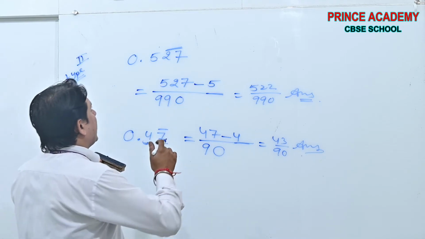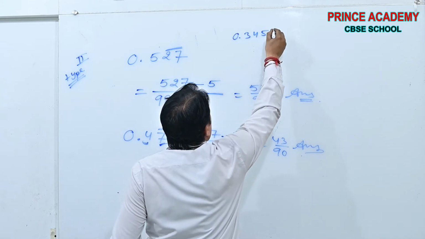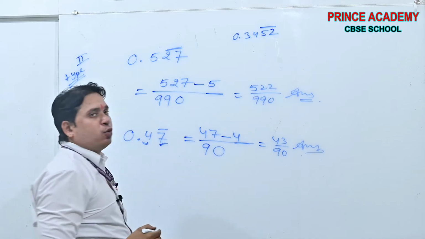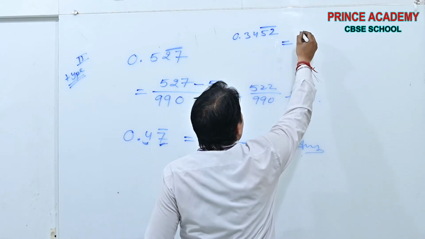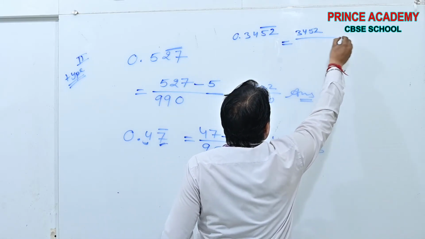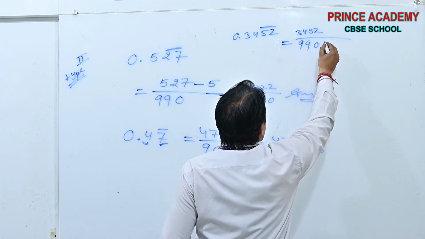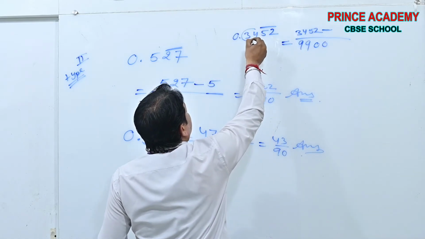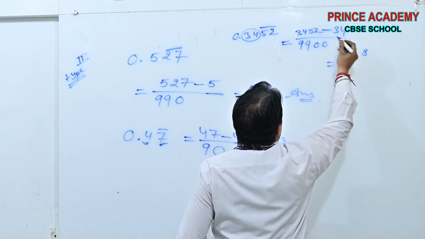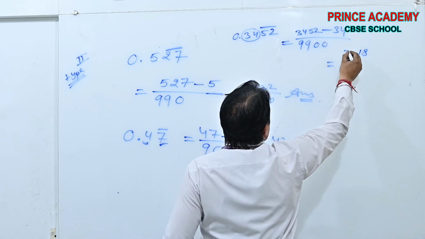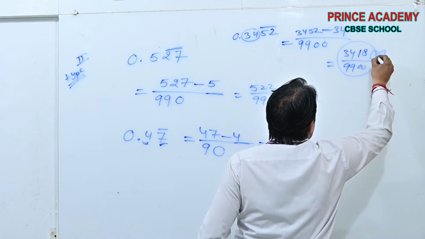See beta, second type: 0.345 bar. 2 are repeating, 2 are non-repeating. Now see what you will write. Write the whole number as it is. For repeating, 2 nines; for non-repeating, 2 zeros. Minus the non-repeating portion, which is 34. The answer will be 12 minus 4, 8; 4 minus 3, 1. And 34 by 9900. You cut by yourself, that is the answer.